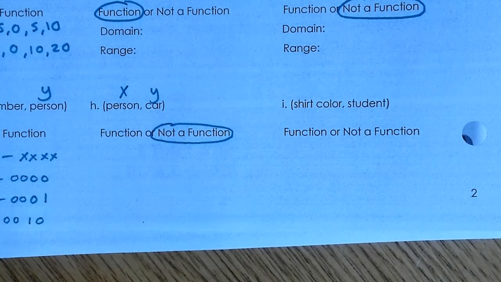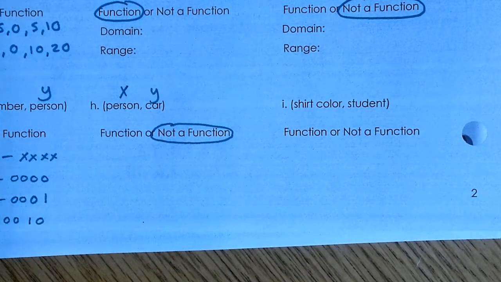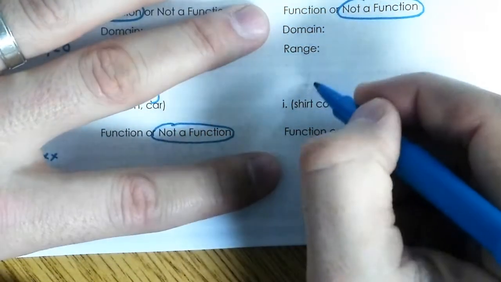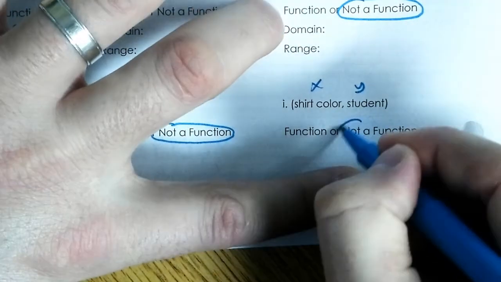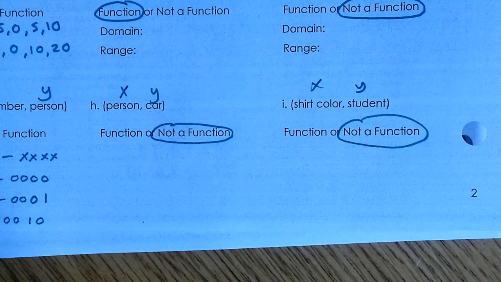Okay, so that's one output. But blue, we have multiple outputs, don't we? If you look at blue shirts or blue clothing in here, it goes to Lincoln and it goes to me. If you look at maroon, it goes to Justin and it goes to Adam. So is this a function? No. It is not a function. Good, good, good. It is not a function. All right, any questions on that?